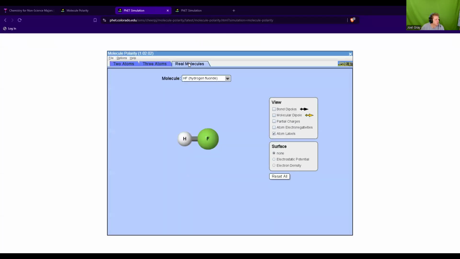Okay, real molecules. There we go. So here what we have is HF. HF is a real compound, hydrogen fluoride. What's the most electronegative element on our periodic table? Fluorine. Perfect. Now, when it comes to the electronegativity differences between these two, I'm going to apply those. We've got 2.1 and 4.0. Is this a polar compound or a non-polar compound?